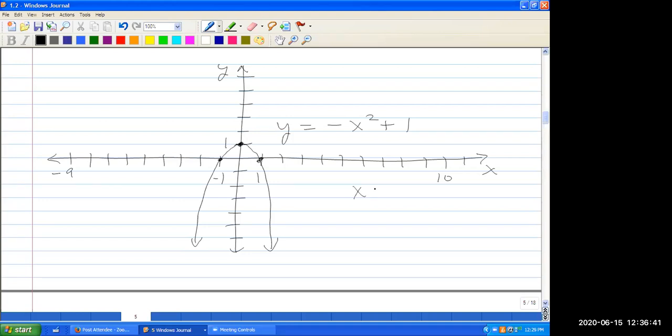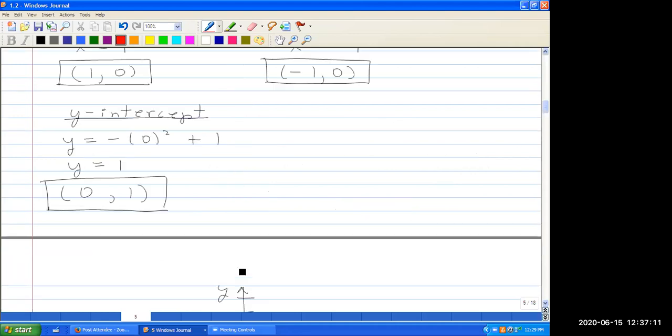Maybe I'll do it in red. If we replace x by negative x, the negatives cancel, so you just get a minus x squared plus 1. So therefore, that means it's symmetric. Sorry about that. That it's symmetric.